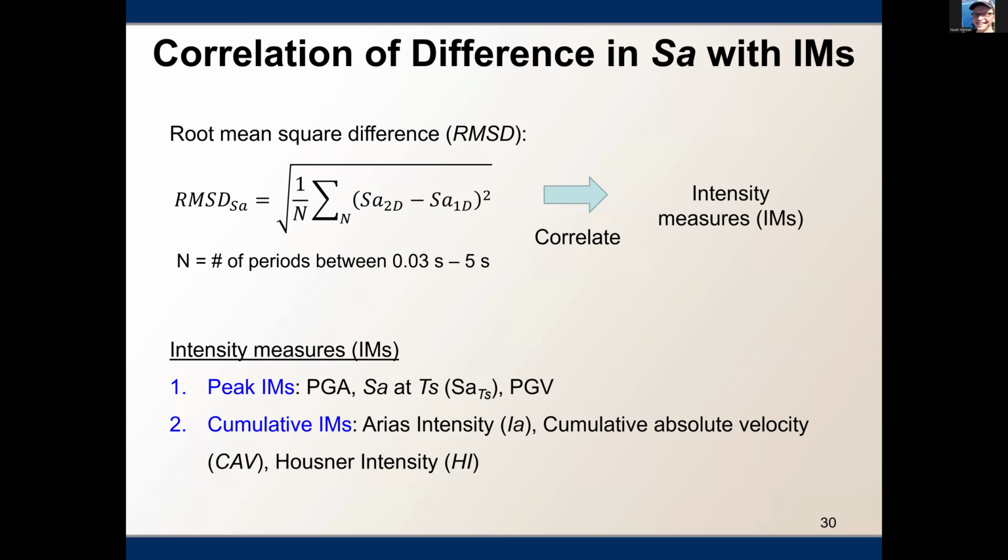The intensity measures I used are the peak intensity measures, which are the peak ground acceleration, the spectral acceleration at the period of the soil column, and the peak ground velocity. As for the cumulative intensity measures, I used the Arias intensity, the cumulative absolute velocity, and the Housner intensity.